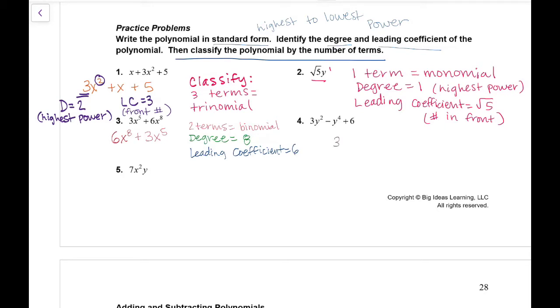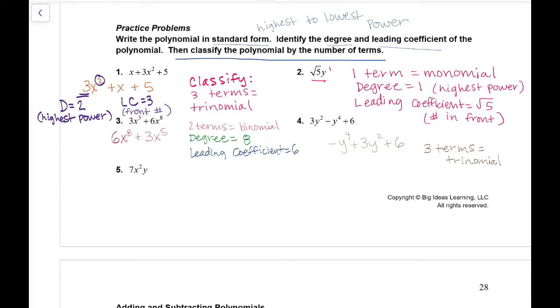So looking at number 4, we want to put it in the right order. The highest power goes first. That negative y to the 4th is going to go first. Then the 3y squared is second. The 6 doesn't have an exponent or a variable by it, so the degree of that would just be 0. That's the lowest. There's 3 terms. 3 wheels on a bike is a tricycle. So this is a trinomial.